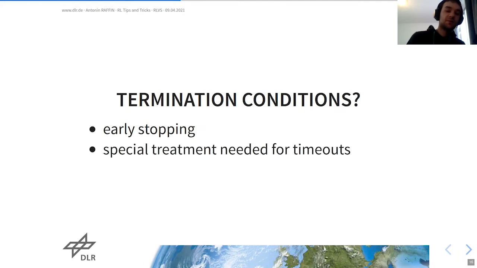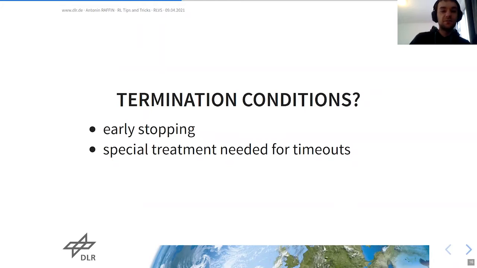And if you use timeouts, you need to be careful with it, because it would break the Markov assumption if you're not careful. So you have two ways of dealing with timeout. One way is giving the remaining time as input to your agent as an additional feature. And the other way is changing a little bit the algorithm to use the infinite horizon variant of it.